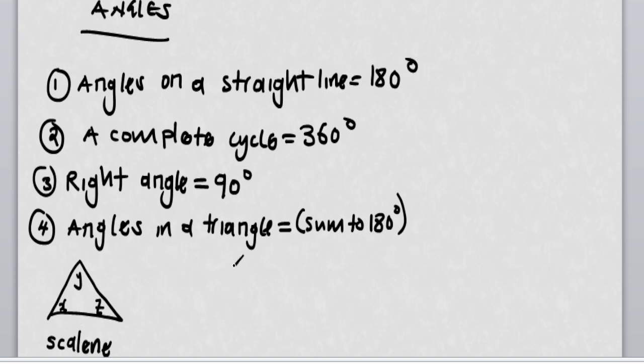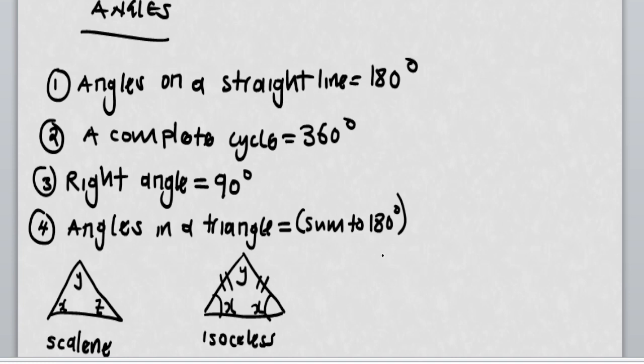We also have another type of triangle that we call an isosceles triangle. This isosceles triangle has got two angles that are the same and the sides are equal as well. So if this is x and this one is also x, this is the angle that is different. Such a triangle, we call an isosceles triangle.